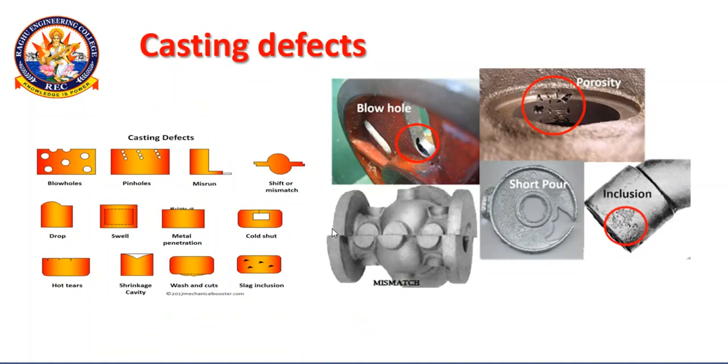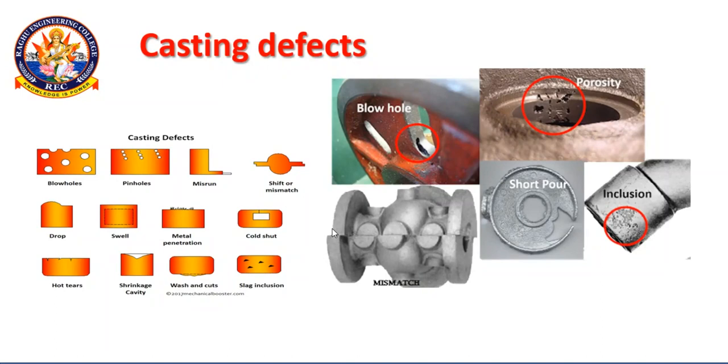Blowholes. Blowholes occur at the surface area as well as the internal area. So I want to ask one simple question: what are the tests we have to conduct to find these defects? To find the surface defects, if you conduct visual examination or MPT, you can find the blowholes on the surface area. Suppose it is an internal defect, you must select radiographic testing or ultrasonic testing.